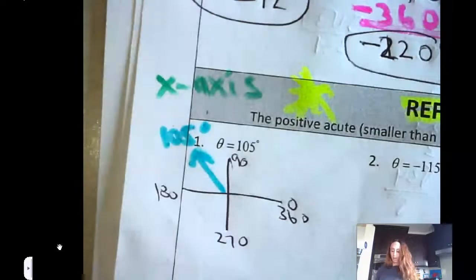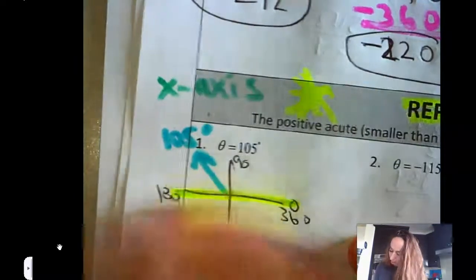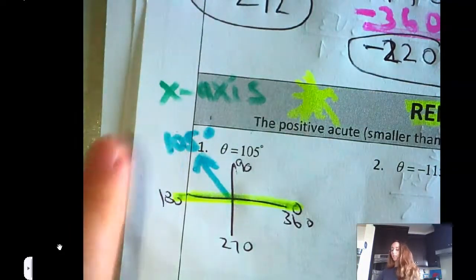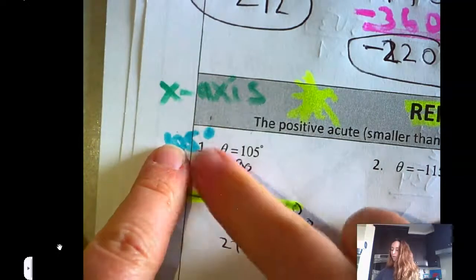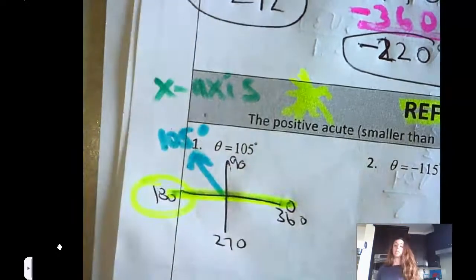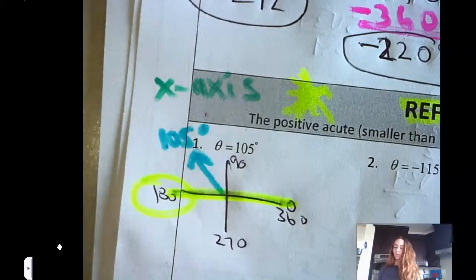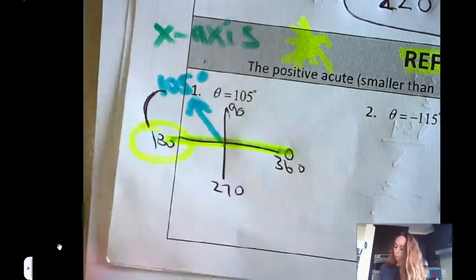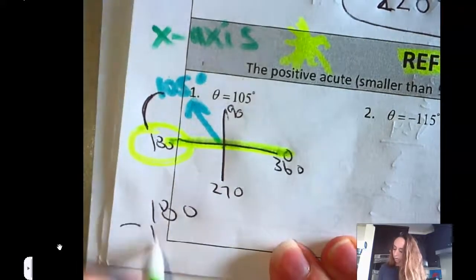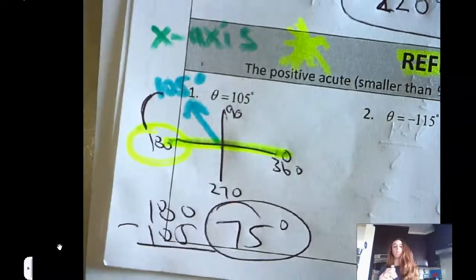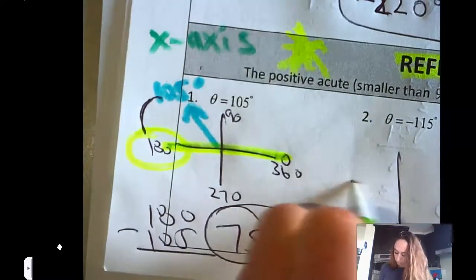Now the reference angle has to do with the x-axis. So I find the side of the x-axis that is closest to 105. If I had to go way over here, that's kind of far. But this 180 is the closest to that. So I'm going to use that to figure out the reference angle. And I need to figure out the distance between 180 and 105. So I'm going to go 180 minus 105, which is 75 degrees. That is my reference angle. Okay? All right, let's do the next one.